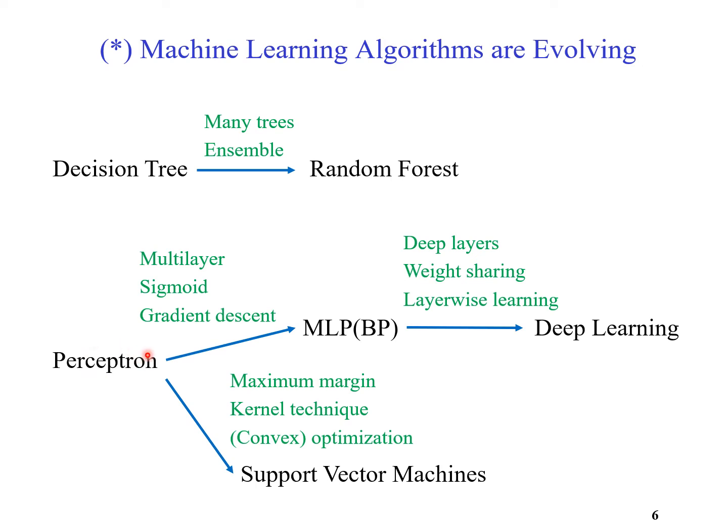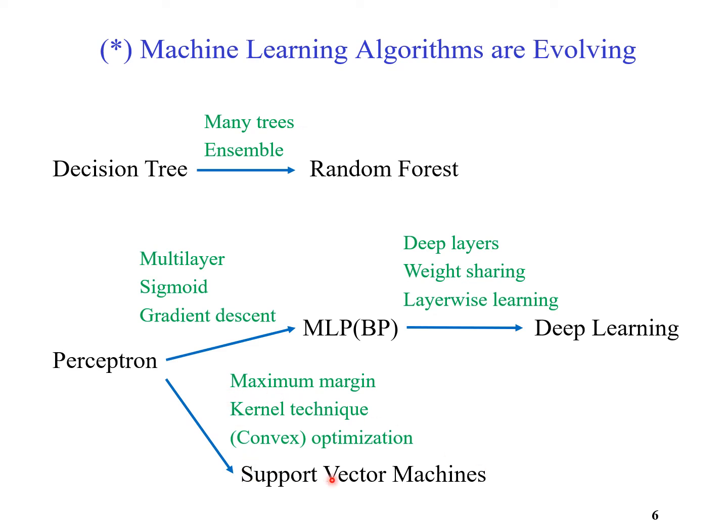So another direction of evolution from perceptron is support vector machine. Perceptron is a linear classifier, and because of that, you cannot use it in many real-world applications. Support vector machine is still a linear classifier, but it is able to solve nonlinear problems. It's very interesting. This classifier is a linear classifier, but it can solve nonlinear problems.